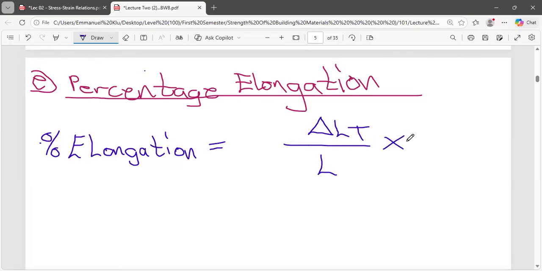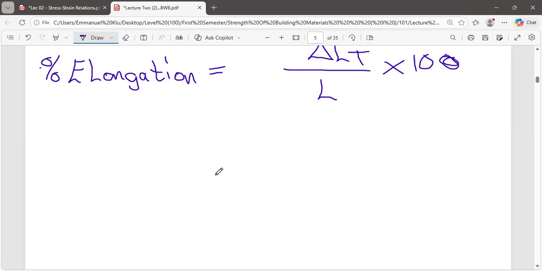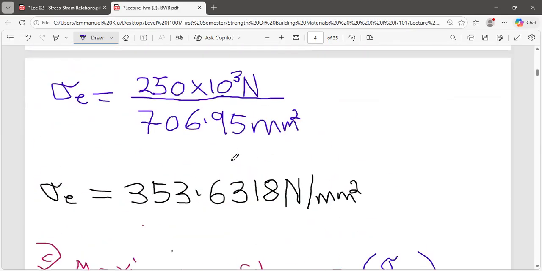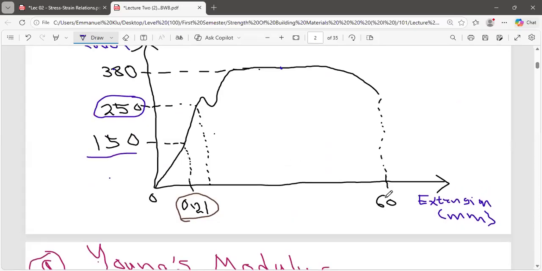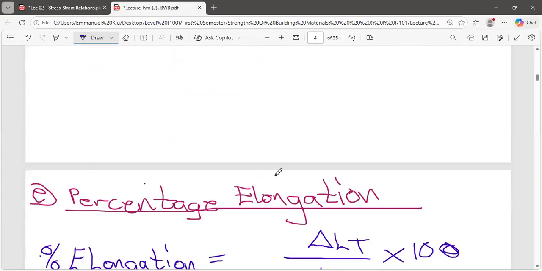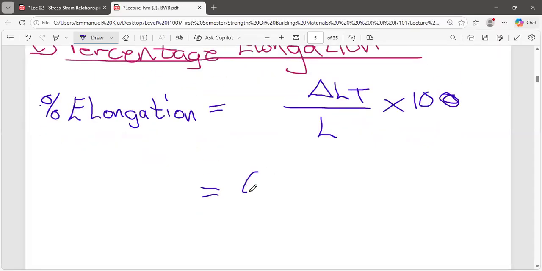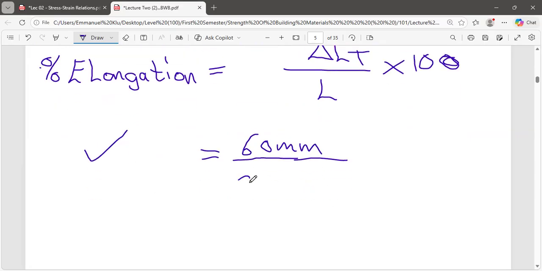So times 100. Let's punch this on a calculator quickly. At the end of the day, what are we going to get? Our total extension on the graph was what? We are using the graph to solve the question. It was 60 millimeters. So let me put the 60 millimeters down, over the gauge length, which was 200 millimeters. So you see that millimeters will cancel millimeters, times 100 expressed as a percentage.